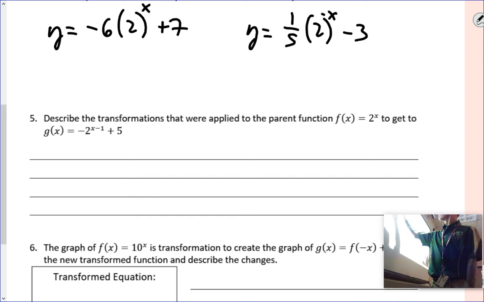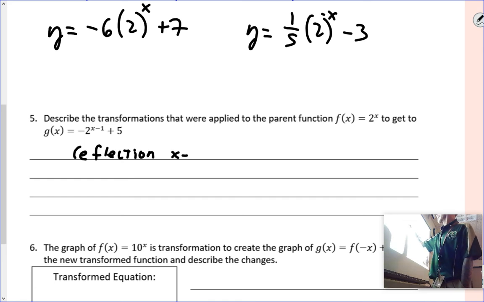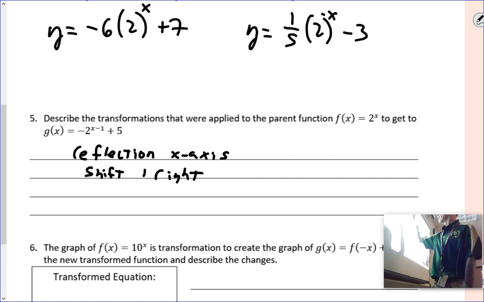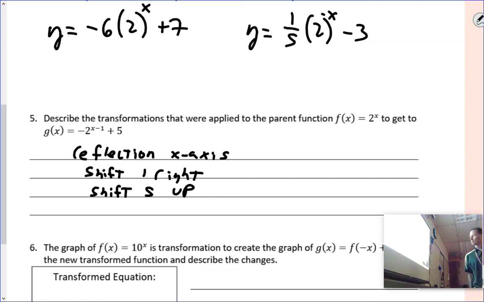What's going on? Well, the first thing I see is a negative sign out front. So that's a reflection across the x-axis. And then I see x minus 1 is the exponent. That's shifting 1 to the right. And then plus 5 on the outside, that's a shift of 5 up.